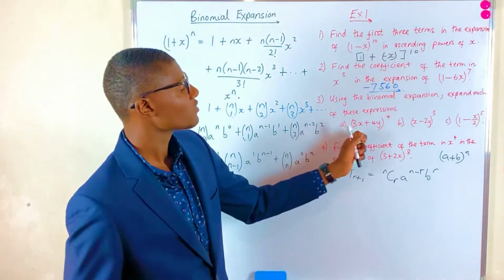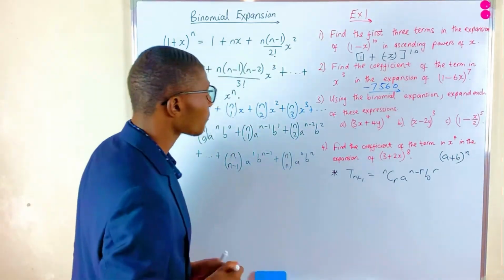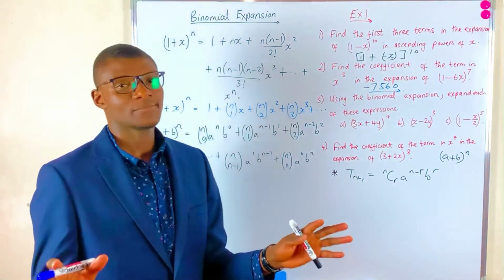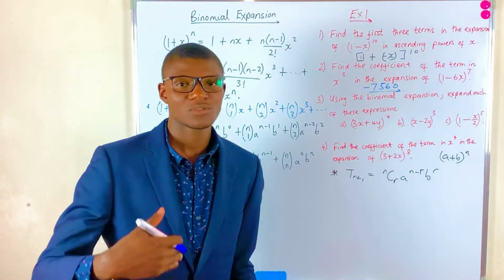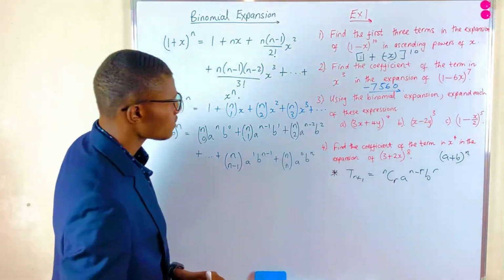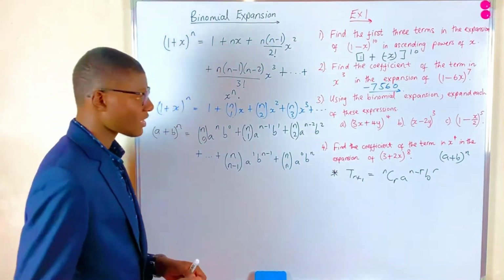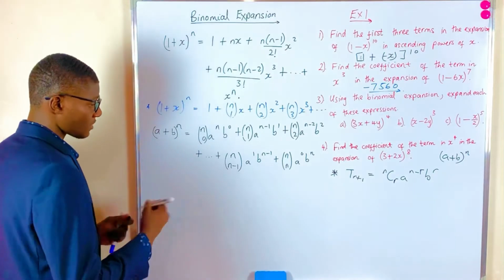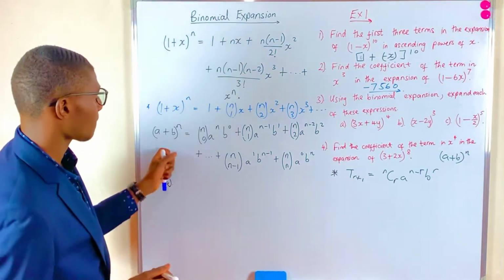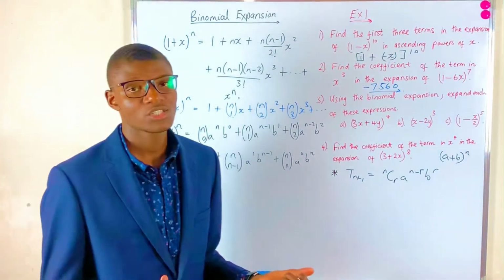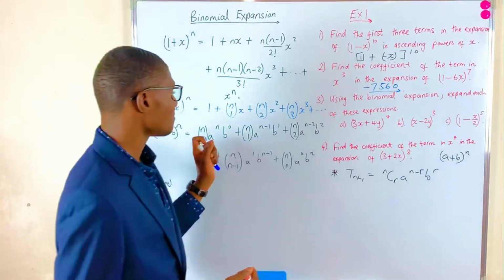For the first one, we've got 3x plus 4y raised to the power of 4. Here we're just expanding. We're not given up to which limit, so we're going to expand up to the power of 4. Using the binomial expansion, this is for number 3a. What do we know from the binomial theorem, of a plus b raised to the power of n?